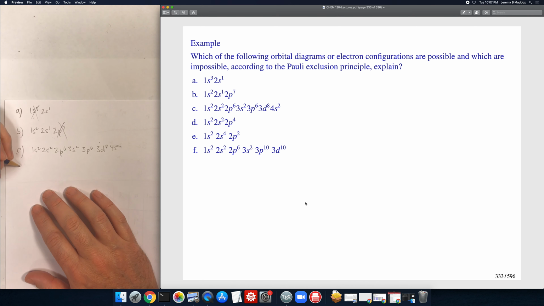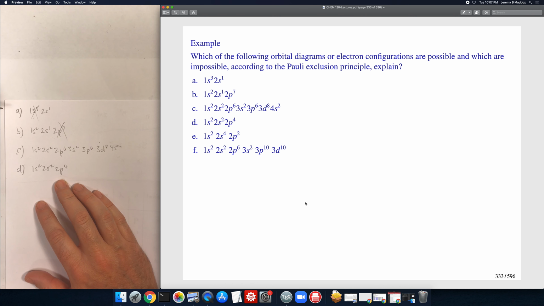Let's look at part D. Here we have a 1s2, that's okay, 2s2, and then a 2p4. It's not more than 6, so there's nothing wrong with this configuration. Oh wait, yeah, part D. Yes, so this configuration is acceptable.